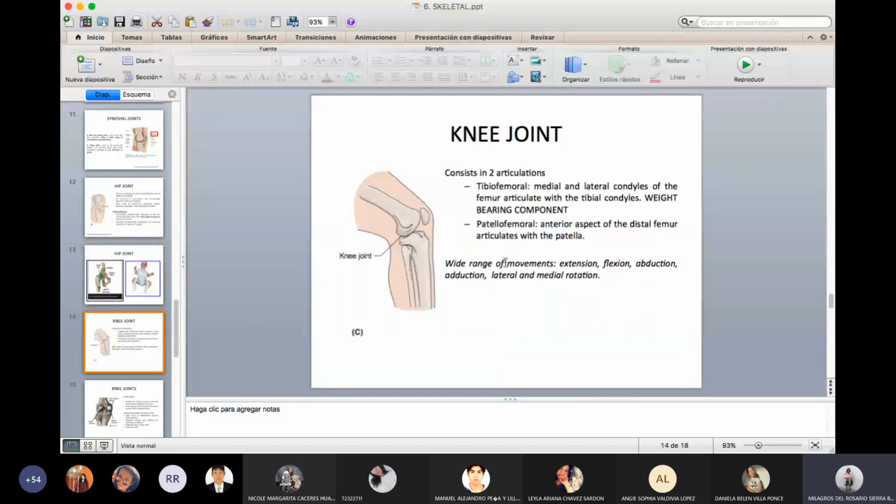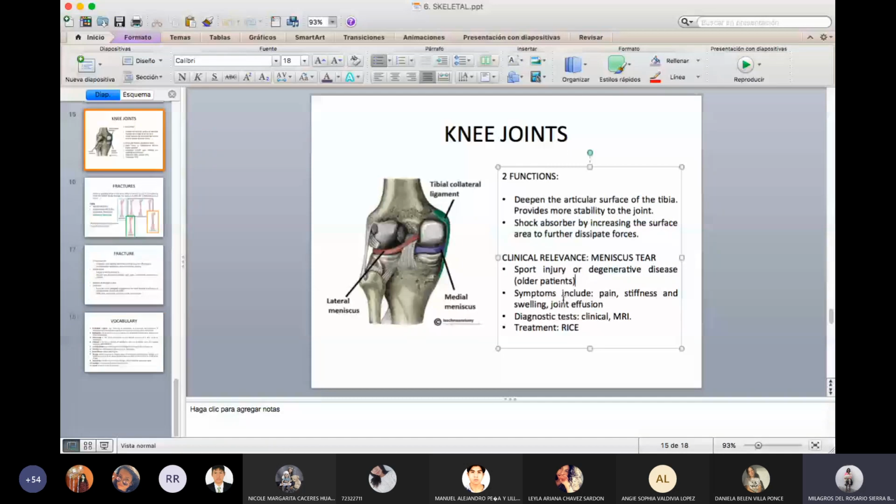And a knee joint, the movement is a little limited. It would be extension and flexion, basically. And that's it. So here we talk also about the joints. Clinical relevance would be a meniscus tear that is very common in a sport injury. Symptoms here would be pain, stiffness, swelling, and joint effusion.